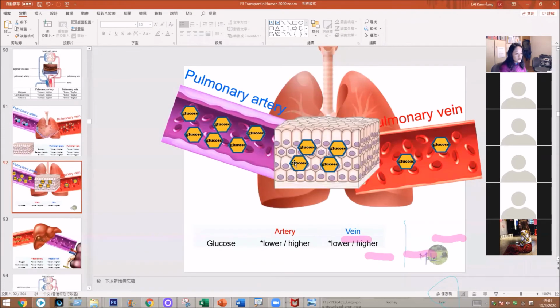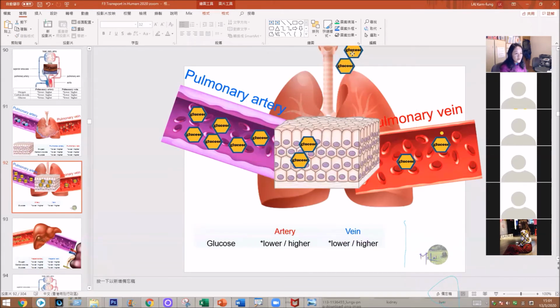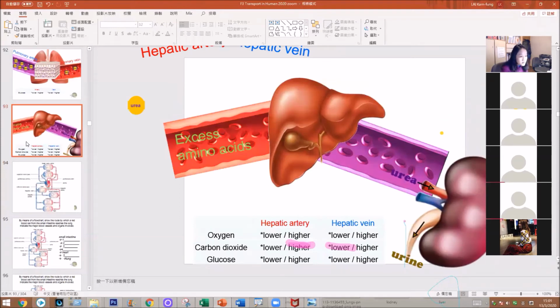Okay, yeah, so for glucose, the lungs are also made up of cells. So when we have glucose moving to the organ through the artery, the glucose will move into the tissues, and some of it will be used up to release energy, and some of it will leave the organ. So you see that in all the arteries, we have a higher glucose level, and the vein has a lower glucose level.